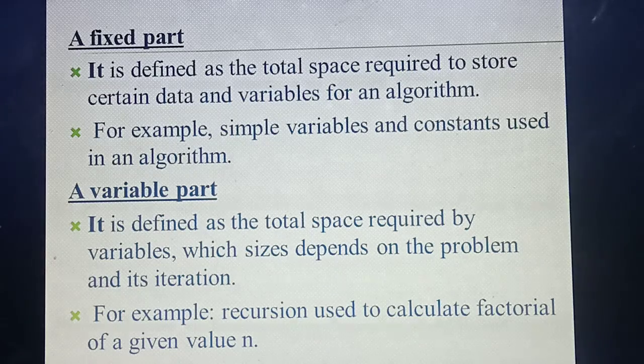For that only they are telling it in the second. For example, simple variable. That is the example I said: adding of two numbers. How many variables do you need? Adding of two numbers, A and B.